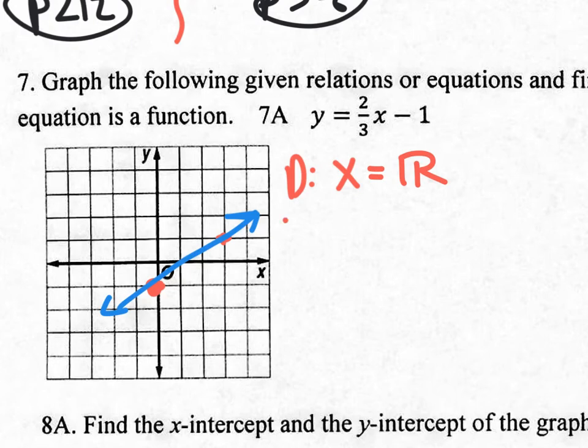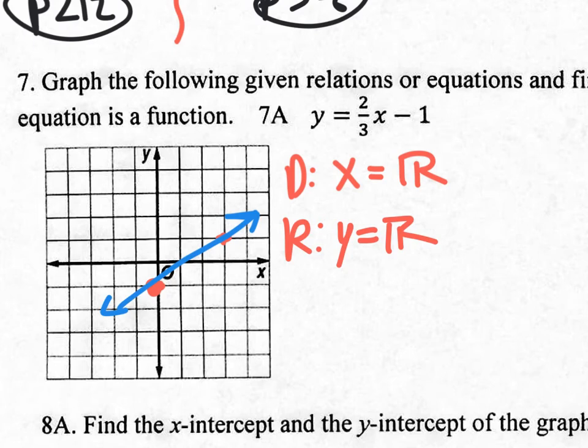Now it's time for the range. The range are your y values. Now your y values are going up and down. Does this blue line go up forever, or does it stop at a certain point? It goes up forever. The arrow means it goes up forever. Keeps going this way, keeps going forever, right? How about, does it go down forever? Yeah, it does go down forever. So what do we say about the range? Y equals all real numbers.